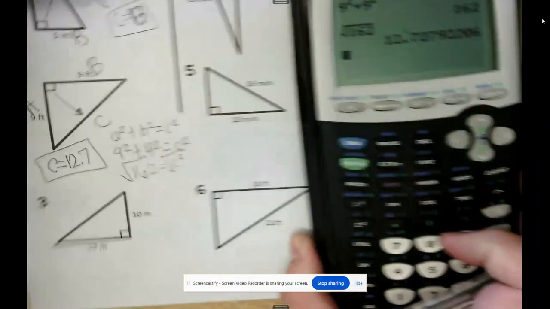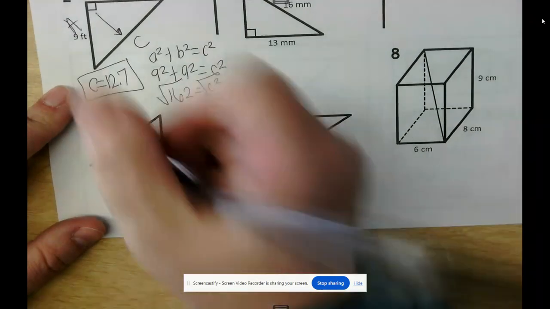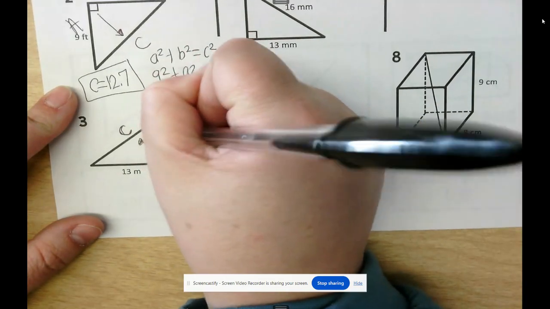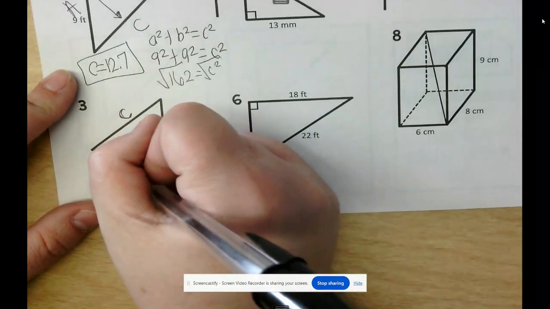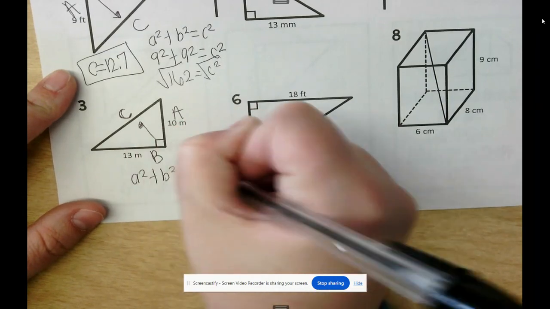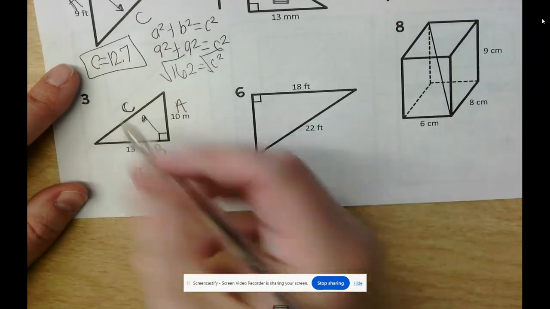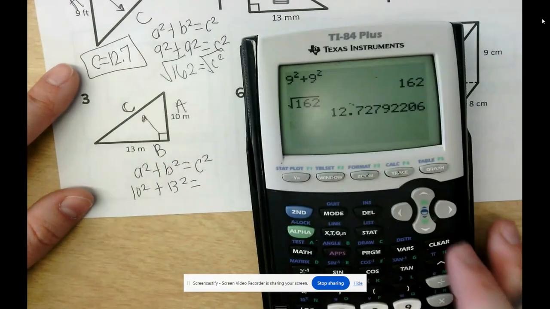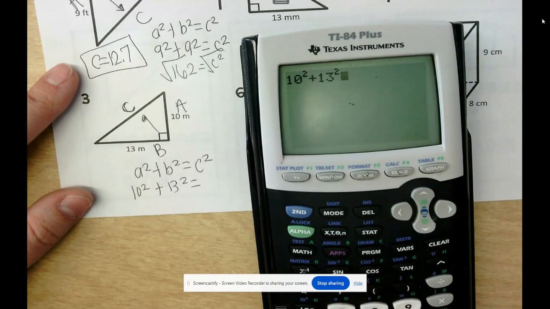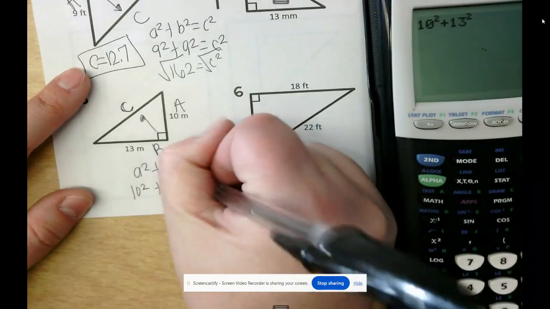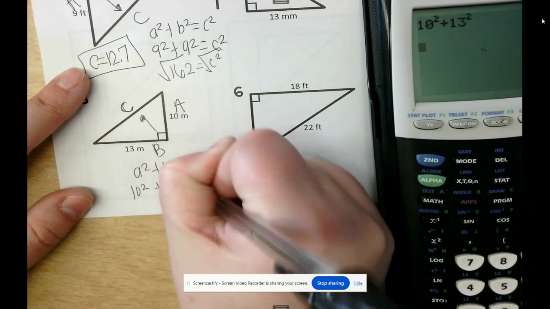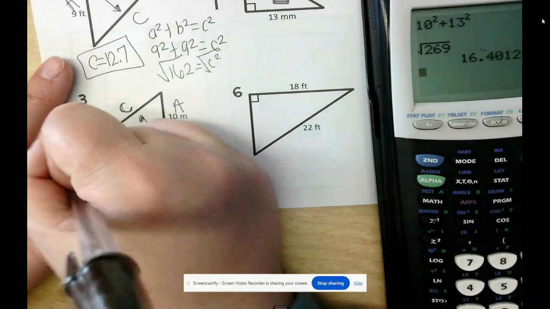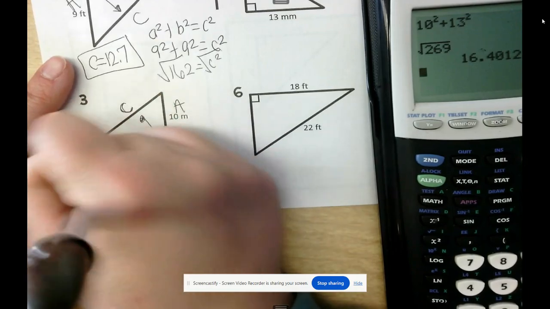All right, number three. So again, first thing is label what's A, what's B, and what's C. So my hypotenuse is C. Then we have A and B. So anytime we are looking for C, we are going to add our A squared plus B squared together. So we have 10 squared plus 13 squared, which is 269. And then we'll square root it. And so we get C is equal to 16.4.